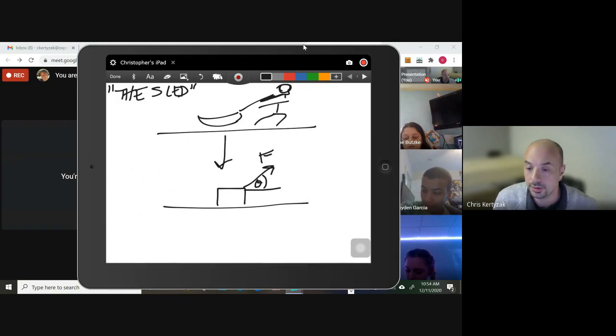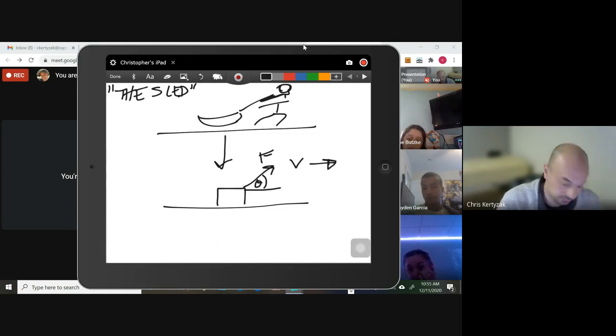And it's being pulled, of course, at an angle. That's why I have to reference the theta, the angle. Motion is in the rightward direction.